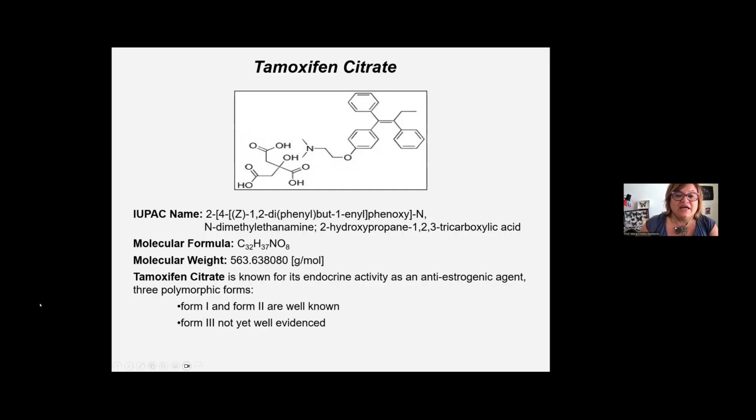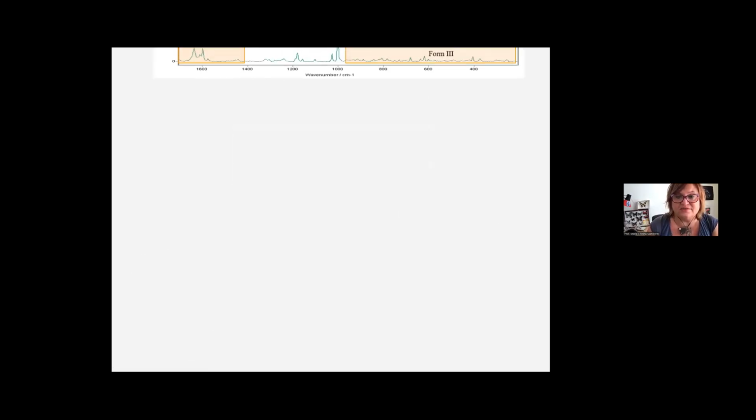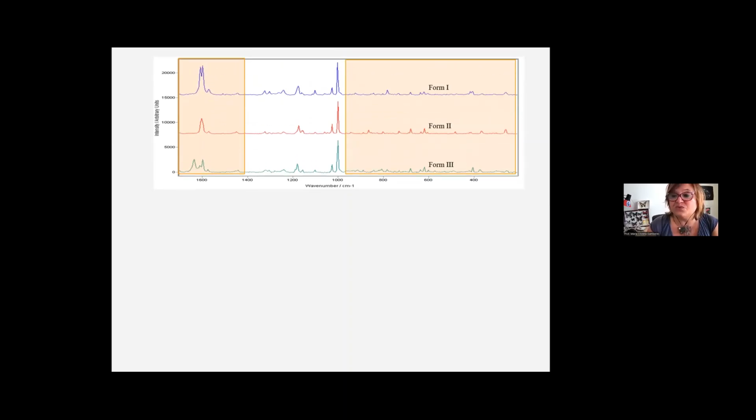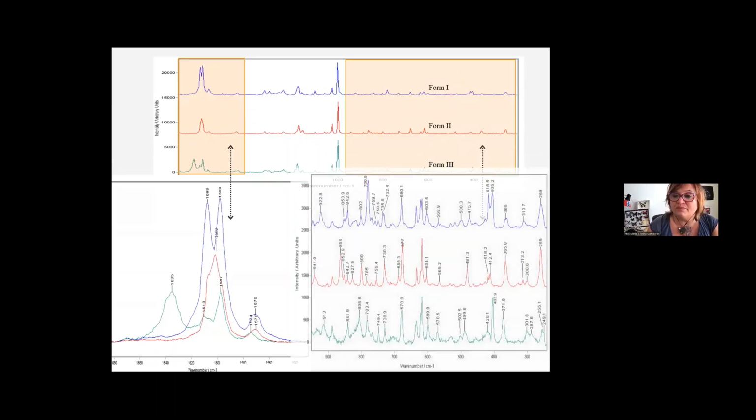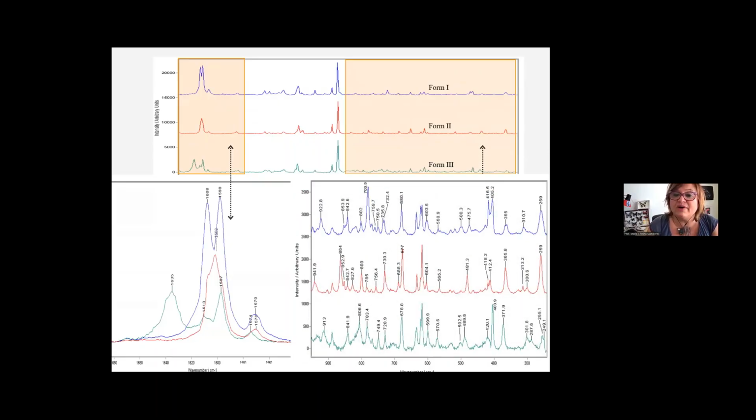And we have categorized this, and also we have done this with tamoxifen citrate, and form 1 and form 2 were well known. Instead, form 3 had no evidence. It means, can we find a new polymorph? Yes, we did. And then we have characterized with Raman spectroscopy. It means that you have this kind of Raman spectra, and then we have to study each band, all the bands, also the Raman bands with really low enhancement.